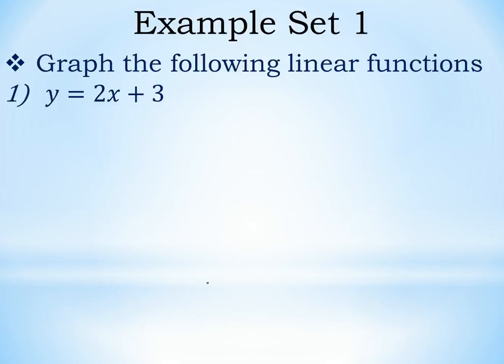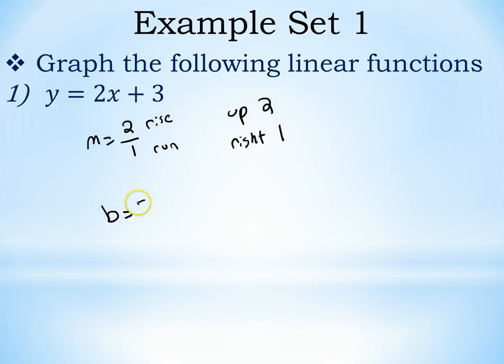So we want to graph this equation, y equals 2x plus 3. So first we should identify our slope, which I'll write as 2 over 1. The reason why I'm putting it as a fraction form is because slope is rise over run. So I want to rise 2 and run 1, meaning I'm going to go up 2, right 1. My b value is 3, so I'm going to plot that on my y-axis.